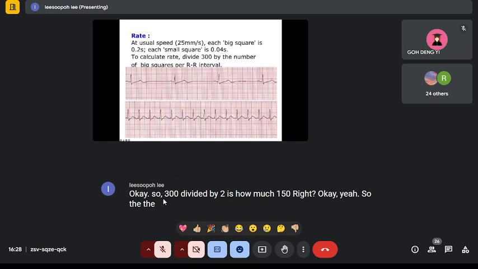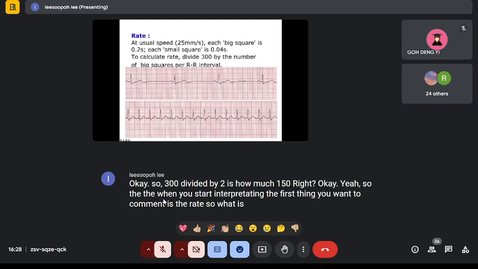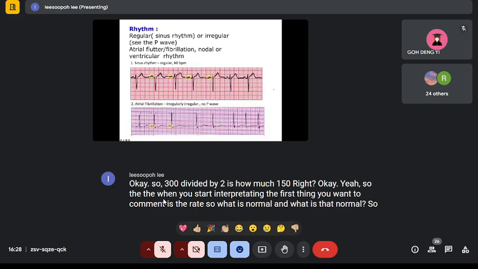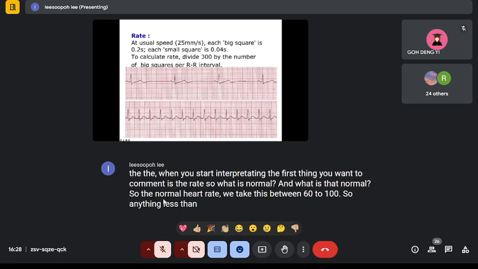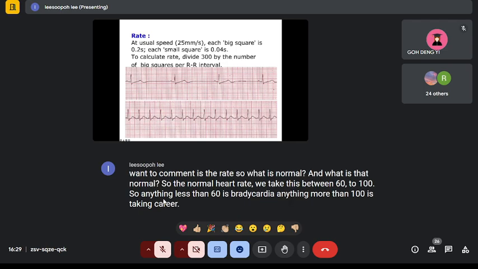So when you start interpreting, the first thing you want to comment on is the rate. So what is normal and what is abnormal? The normal heart rate we take is between 60 to 100. Anything less than 60 is bradycardia. Anything more than 100 is tachycardia.